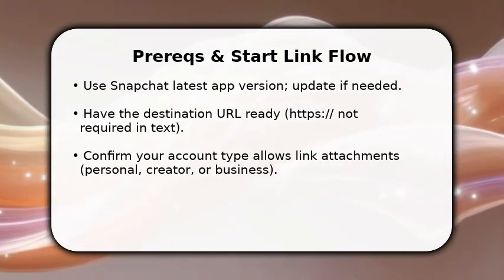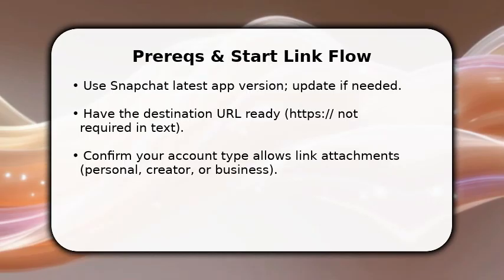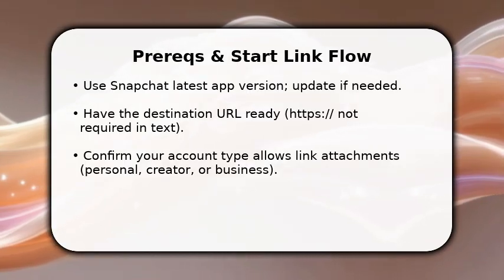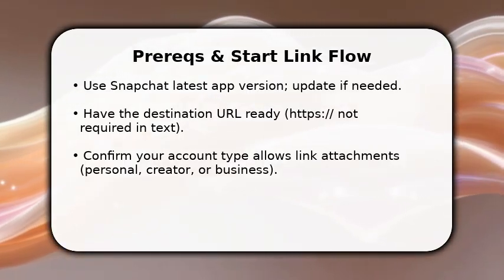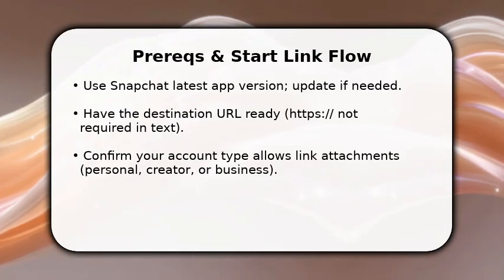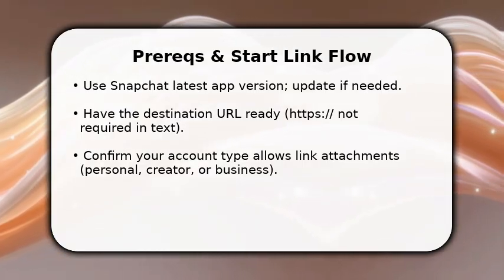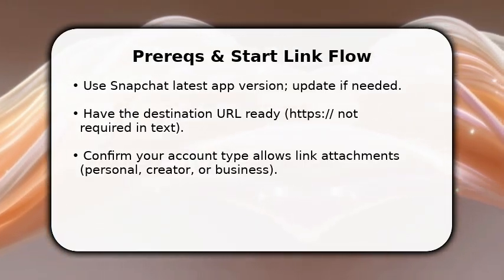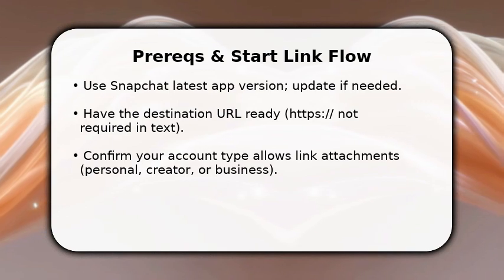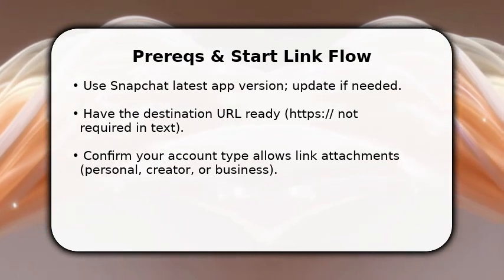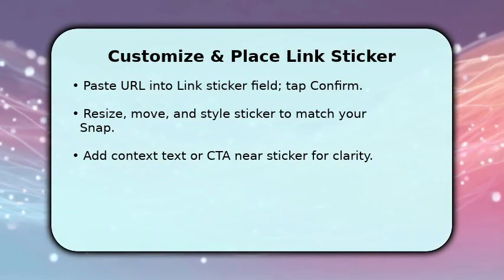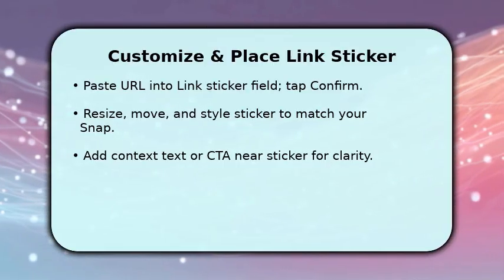Once those are ready, open the Snapchat camera, take or select a snap, and tap the sticker icon. Choose the link sticker option and paste the URL. This first step moves you from setup to action immediately, because a ready link and updated app are what let the attachment tools appear. Now focus on placing and customizing the link sticker so people will tap it.